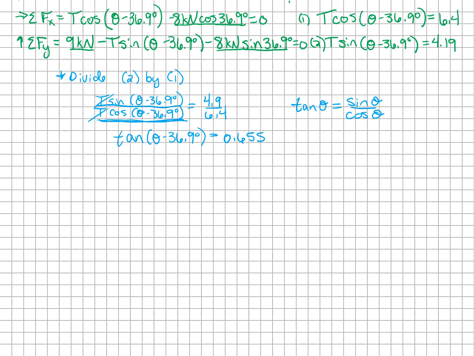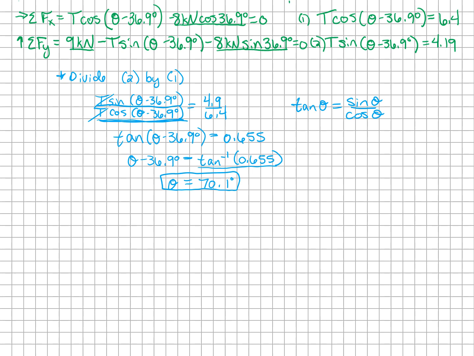And now I can take the arctangent of both sides, and I have theta minus 36.9 degrees is equal to the arctangent of 0.655. So I multiply this, I can get that, add 36.9 to it, and I get that theta is equal to 70.1 degrees. So that's one part.